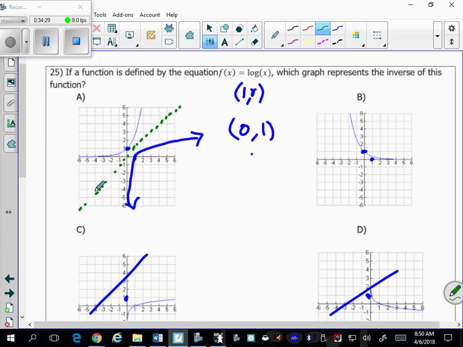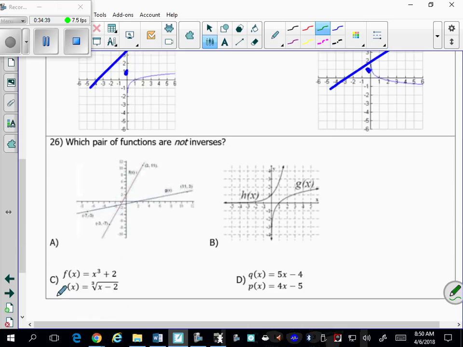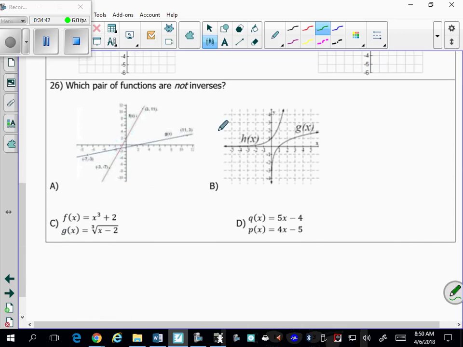Which pair of functions are not inverses? The word "not" a lot of times confuses people. So what I do is cross out "not" and then do the problem. Which pair of functions are inverses? So again, it goes across y equals x, and if I drew that straight, the blue line would be an inverse and reflect across to be the x. So that is an inverse, so that's not an answer.